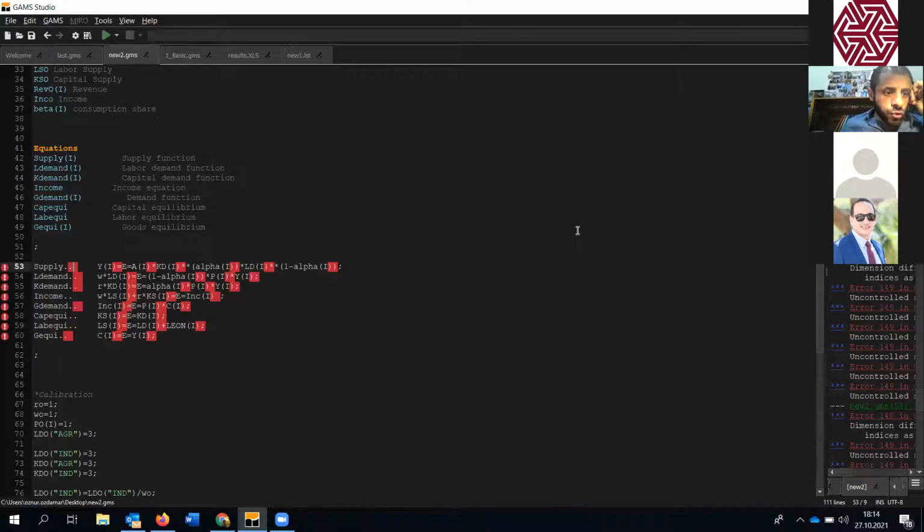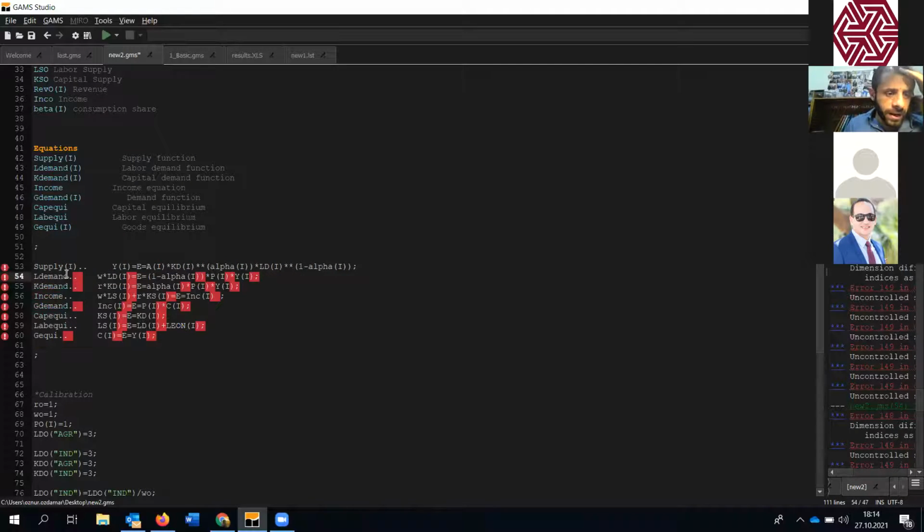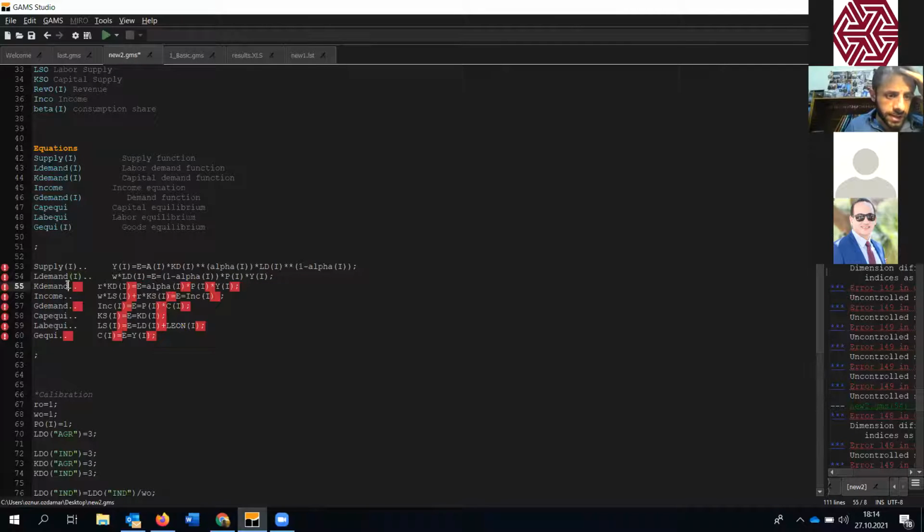Okay, you have to replicate the same thing for the supply equation and labor demand. So add before the two dots the index I. Exactly here, yes. The same thing for labor demand, for capital demand. Exactly.